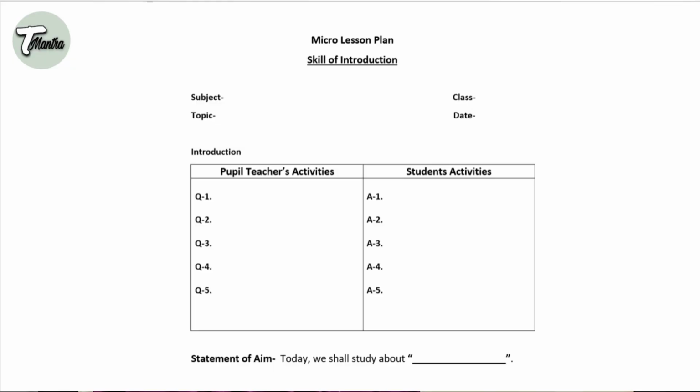Now first of all, just have a look at the proforma. This is the proforma of micro lesson plan on the skill of introduction. On the left hand side you will write subject and topic, and on the right hand side you will write class and date. You can also mention time and duration if your supervisor asks you to do so.